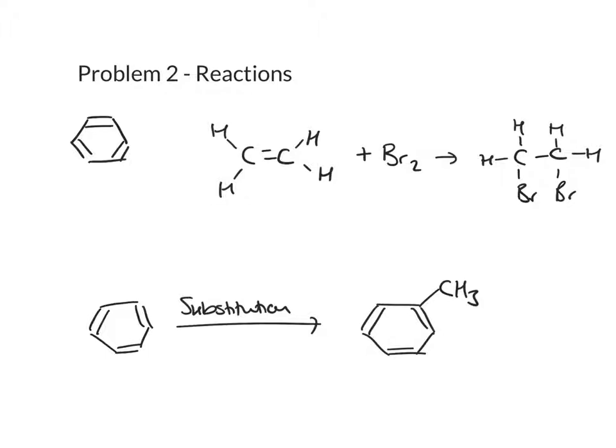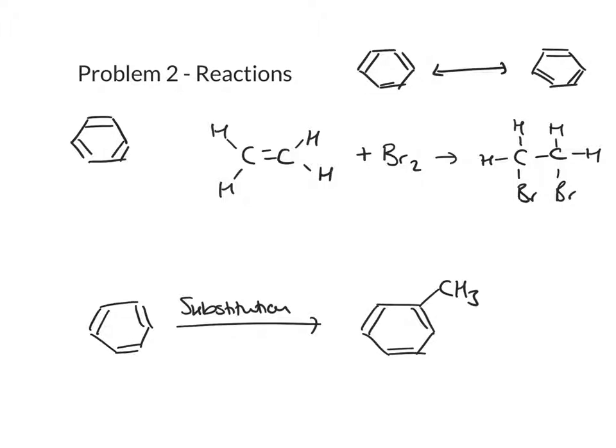Now, one of the ways that scientists got around this idea was to propose a new idea about benzene, that it was like the Kekulé structure, but that it had a resonance feature. So if this is Kekulé's benzene, it could look like that, or it could look like that.